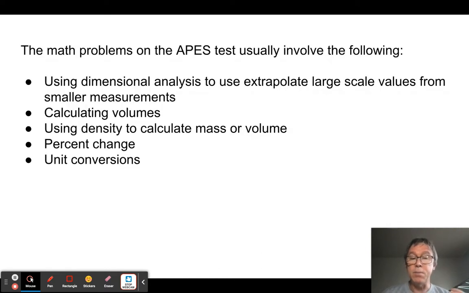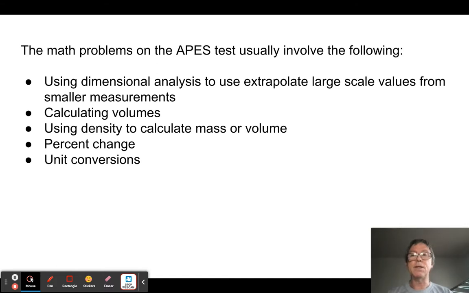You're going to need to be able to do dimensional analysis. That's the main thing you need to be able to do in this course. Usually it takes small amounts and turns them into larger ones. You also need to be able to calculate volumes, right? So you should know area times height. And using density to calculate mass or volume.